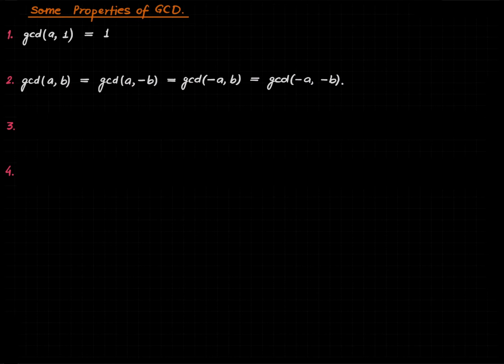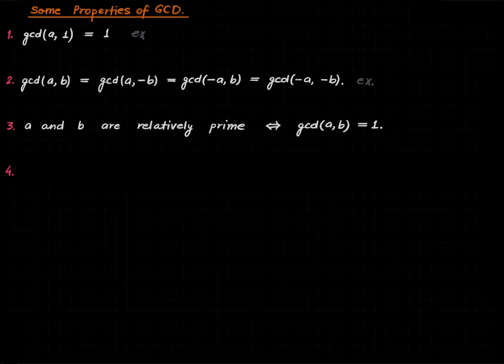The reason is very simple. The set of positive common divisors of a and b is exactly the same as the set of positive common divisors of a and minus b, and that of minus a and b, and that of minus a and minus b. So the set of positive common divisors doesn't change even if you change the signs here, and therefore the GCD doesn't change. So let me mark both of them as exercises, if you will. Okay, so two properties down.